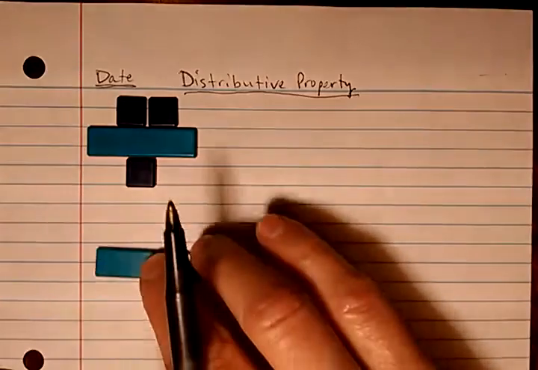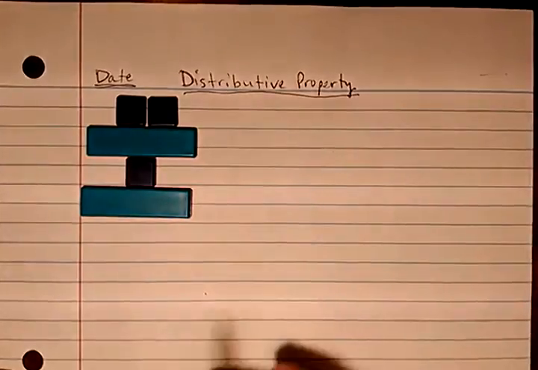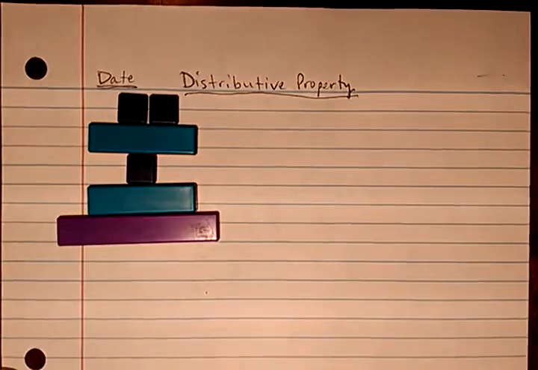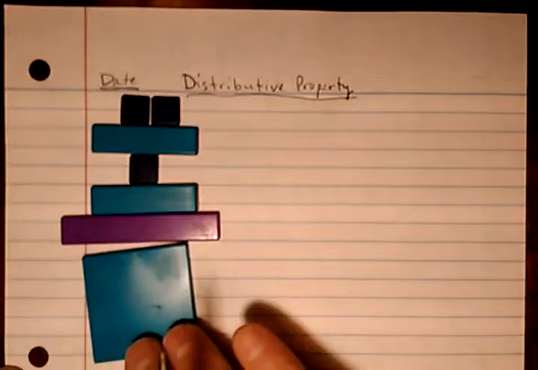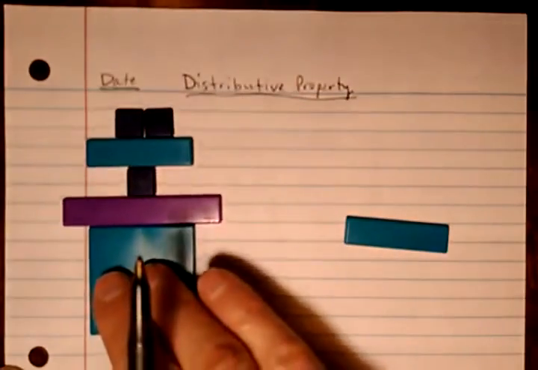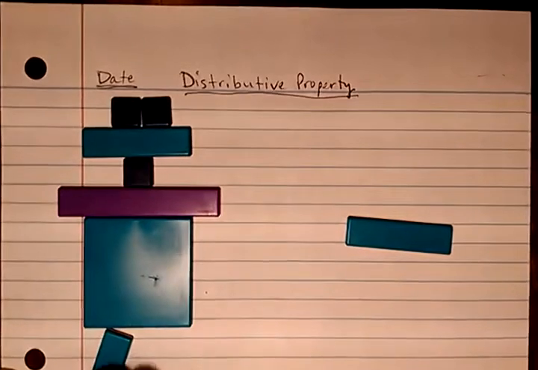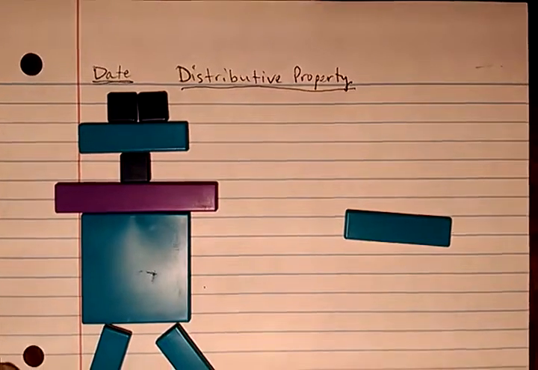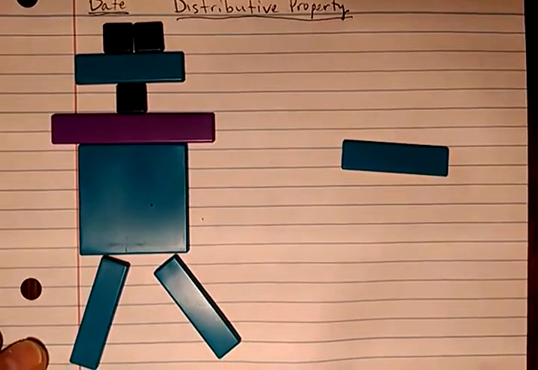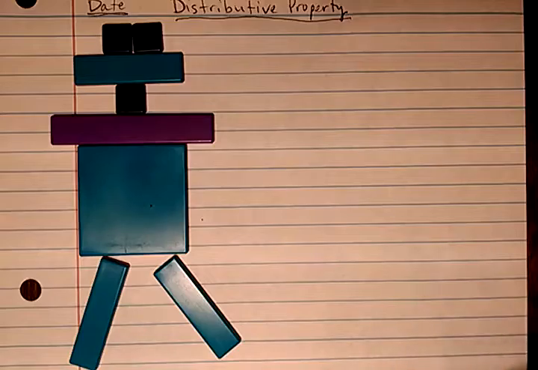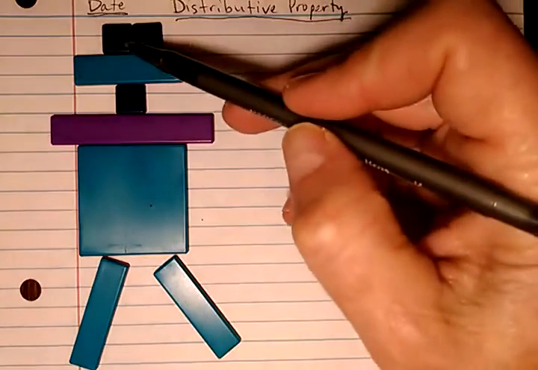with some algebra tiles. I don't know if you can see the whole thing. There it is. So we've got this robot. I don't know if you can tell.